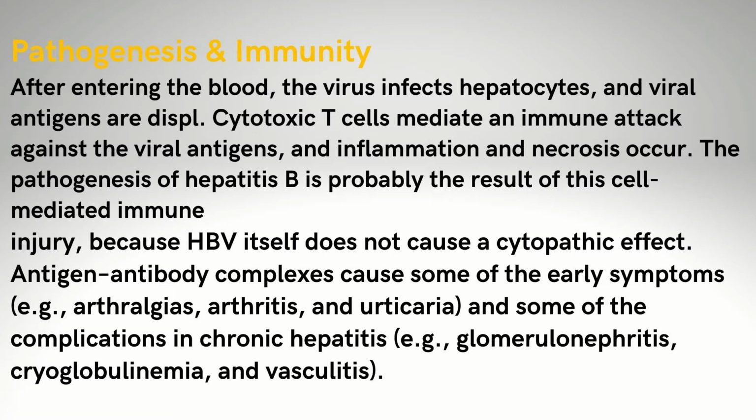So this damage of the liver comes from the antigen-antibody complex and from the immunity itself. When this antigen-antibody complex forms in large amounts, it may lead to extrahepatic symptoms and signs like arthralgia, arthritis, and urticaria. In some complications of chronic hepatitis, this may lead to glomerulonephritis.